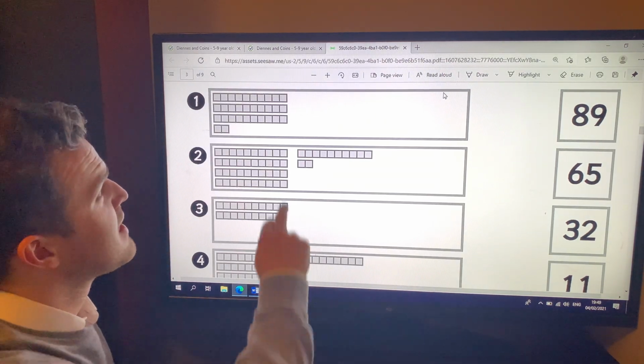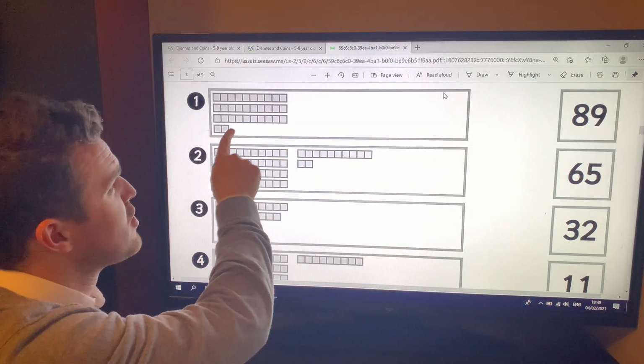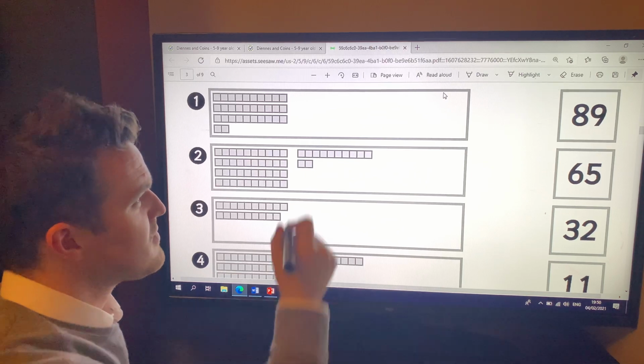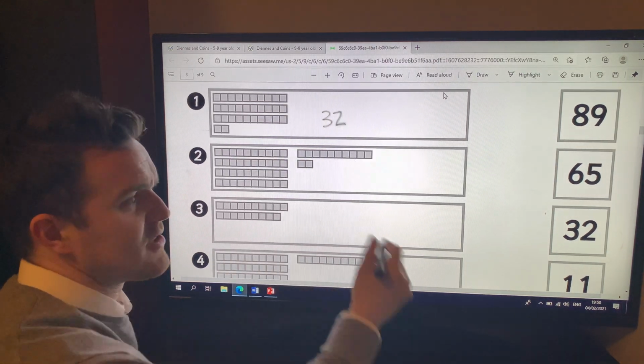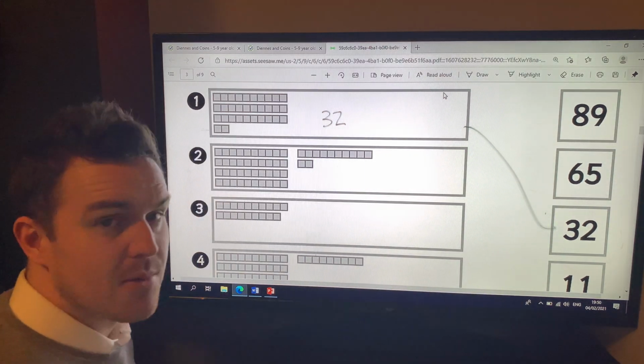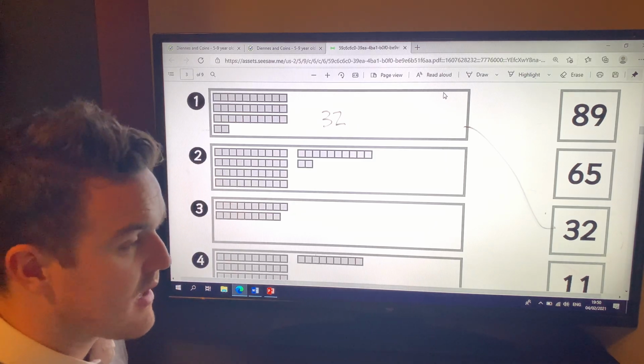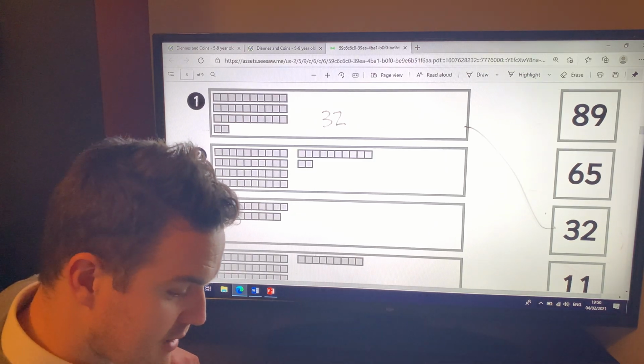So let me do the first one. 10, 20, 30. And this isn't 10, is it? So this is 1, 2, 32. I'm going to write 32 here. And on this other side, oh, the number 32 is actually there, so I can draw a line and match them up, okay? So you have to count the numbers for those ones. Then let me scroll down a little bit.